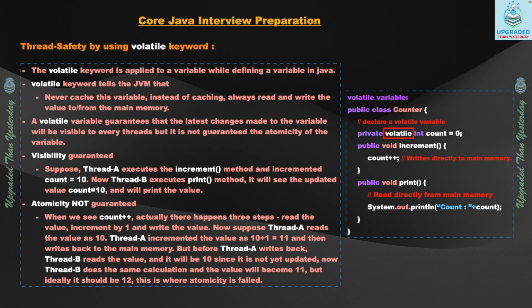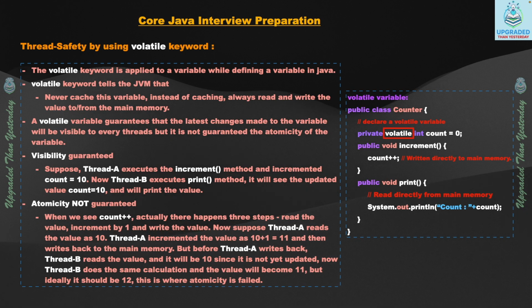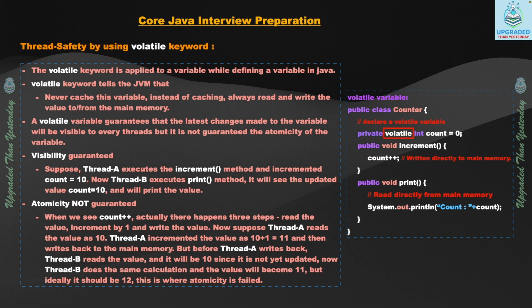Visibility guaranteed. Look at the code. Suppose the current value of the count is 10 and thread A executes the increment method. So the value is incremented and becomes 11. Now thread B executes the print method. It will see the updated value, which is count is 11, and will print the value.